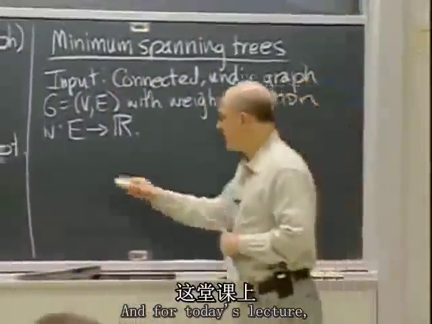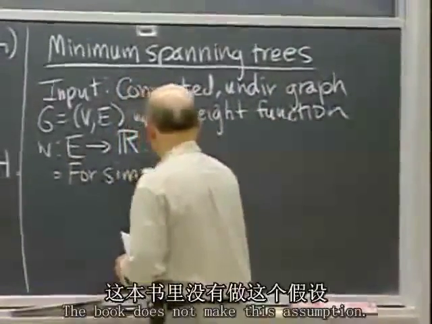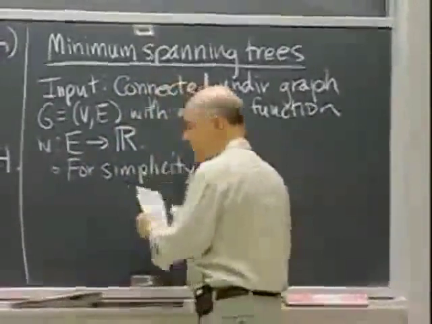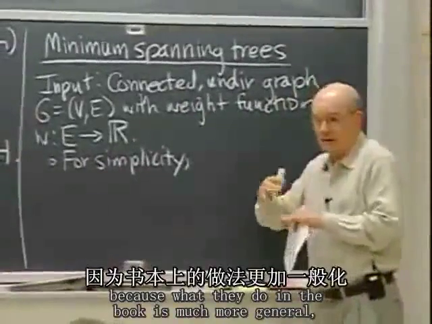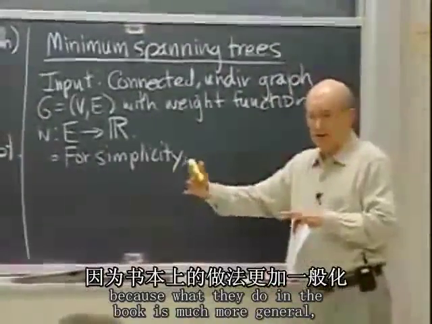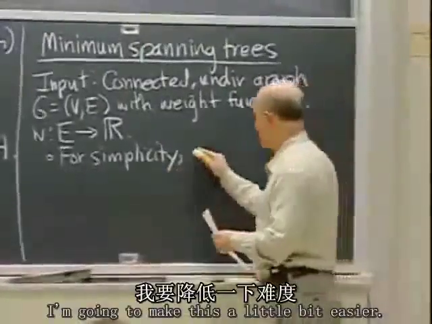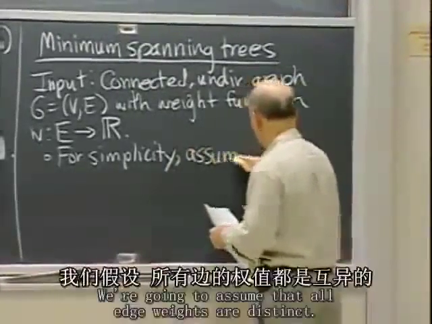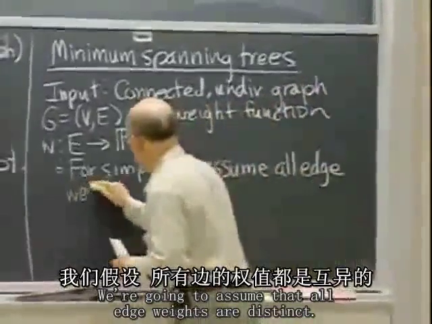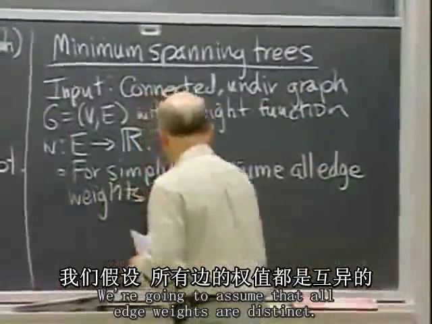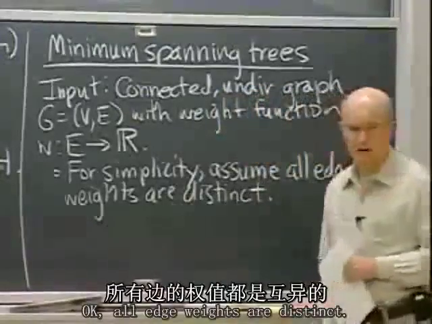And for today's lecture, we're going to make an important assumption, for simplicity. The book does not make this assumption, and so I encourage you to look at the alternative presentation there, because what they do in the book is much more general. But for simplicity and intuition, I'm going to make this a little bit easier. We're going to assume that all edge weights are distinct. Okay, all edge weights are distinct.